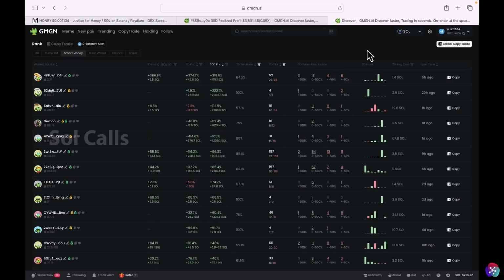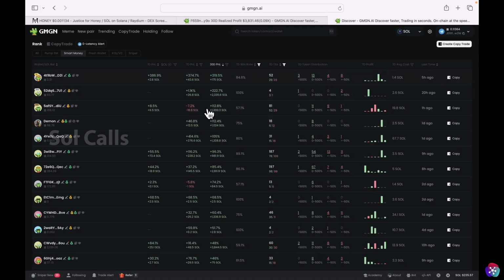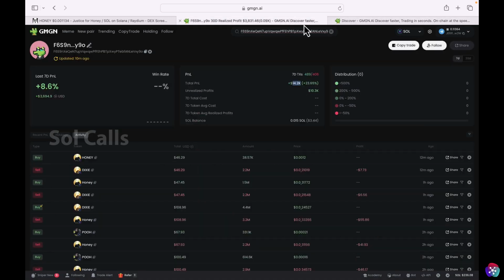If you want to actually copy trade them, you can use a GMGN website. You can create a copy trade, and you can follow each one of these that you want. For example, let's say I want to follow this person. I have to click on copy trade, and it will automatically buy and sell based on his buy and sell actions. There is actually another way to find some insiders, some good wallets to track.